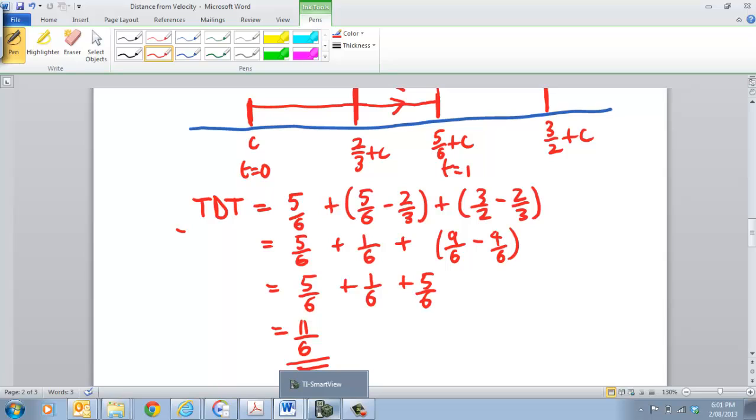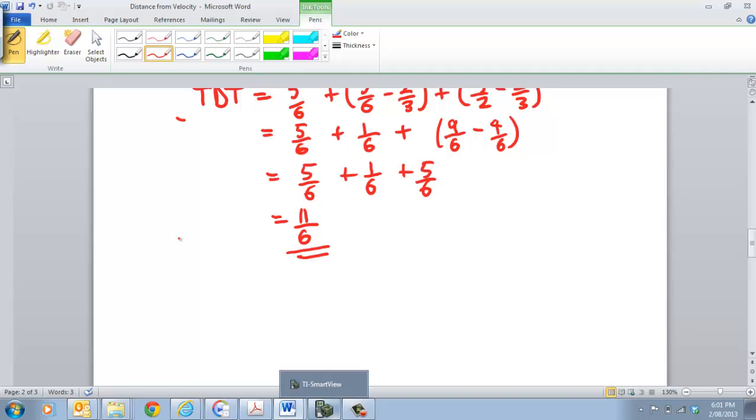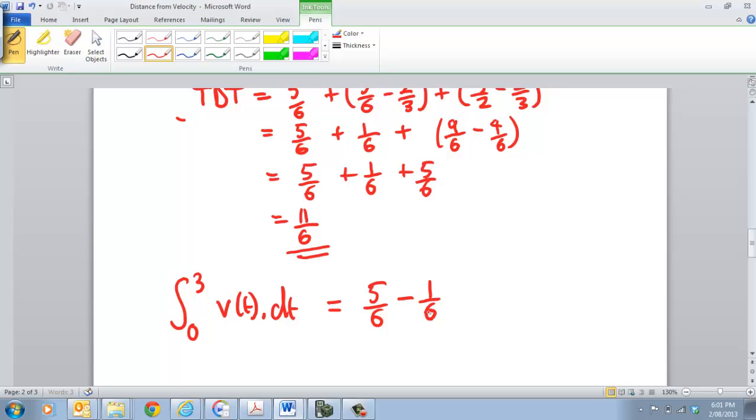Got to be careful though in terms of your calculator. If you did something like this, the integral from 0 to 3 of our v of t function, then what you would get would be 5 on 6, take 1 on 6, plus 5 on 6. So that would give you a value of 9 on 6, which would be totally wrong. All right, get the idea? Because this bit here is below the axis, so therefore it's going to give you the wrong value. So you've got to be careful with that.